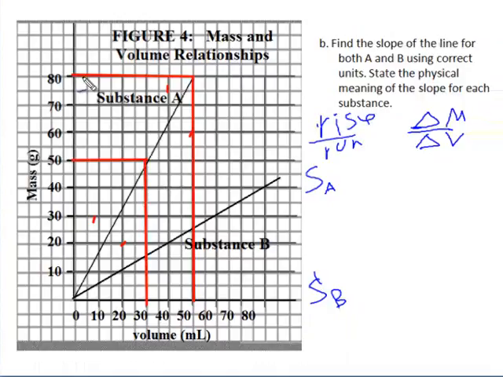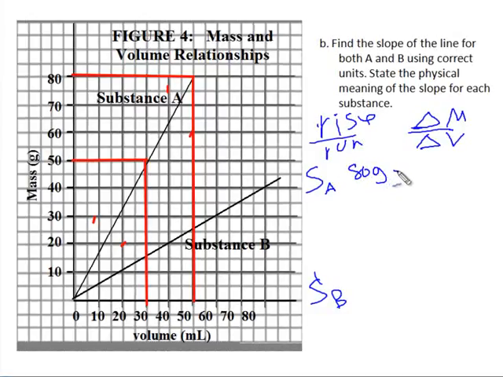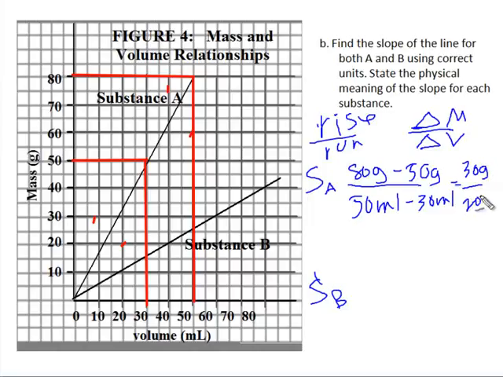Alright, so what I can say then is for A, my initial mass is 80 grams. My new mass is 50 grams. And I look at my change in volume, and it went from 50 milliliters down to 30 milliliters. So here we've got 50 milliliters minus 30 milliliters. Okay, now I can solve, and I end up with 30 grams over 20 milliliters. And if I divide those, I end up with 1.5 grams per milliliter.